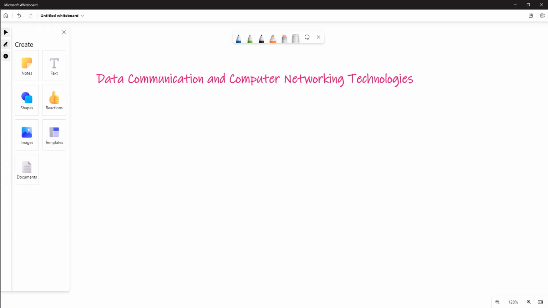Data communication and computer networking technologies.